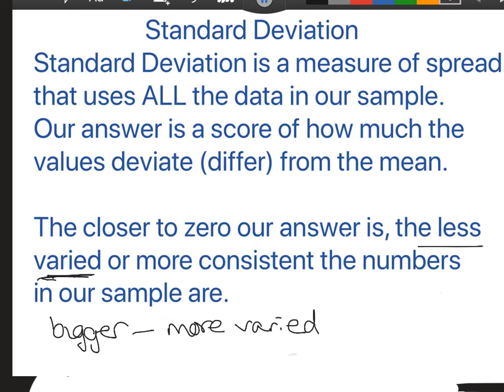Sorry, I'm still getting used to this pen. Okay, so the closer our answer is to 0, the less varied or more consistent our numbers in our sample are. So let's get straight into looking at the formula.